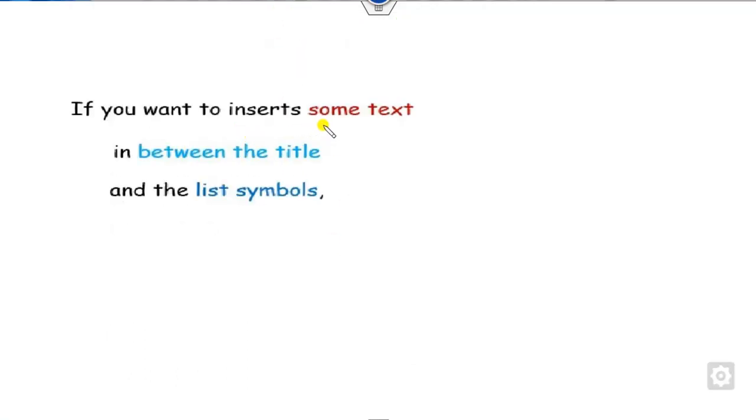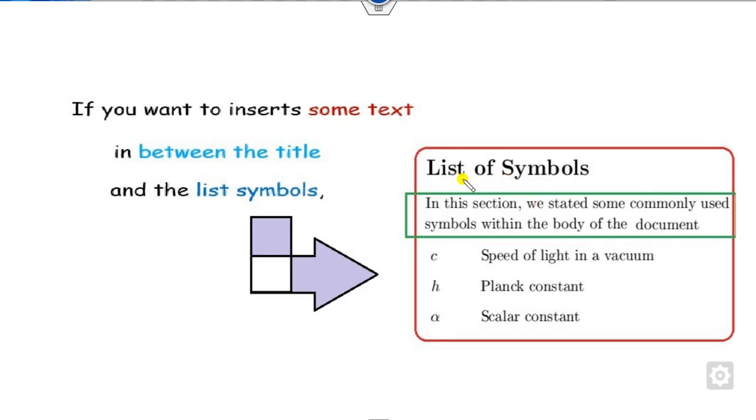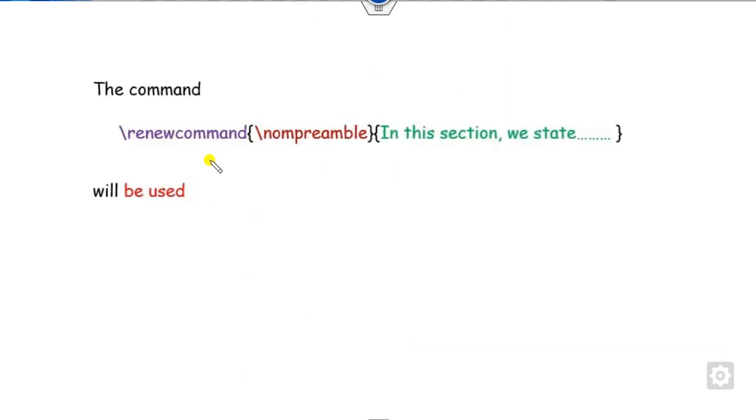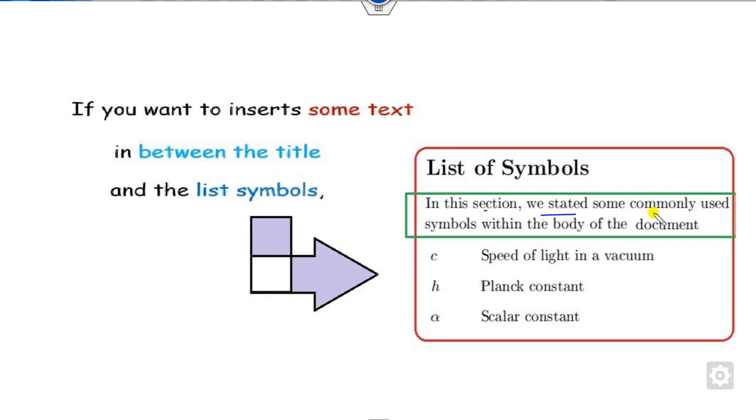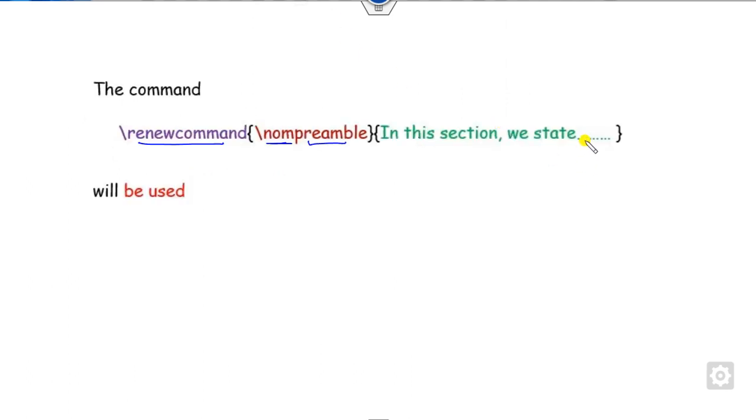Now if you want to insert some text in between, since this is the list of symbols you have defined, but if you want to write in this section, we want to study this, this and this, how can you write that? Because this is text you want to input, in order to define this you have to use this command, \renewcommand, nomenclature preamble, whatever you want. In this section we state, like here, whatever you want to write, you can write here.